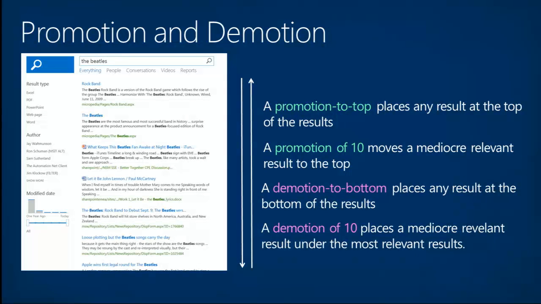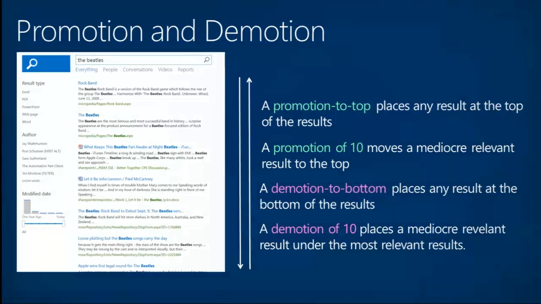It's pretty easy to know when to push something right to the top or bottom. But how do you select a number? Basically by trial and error and intuition. That's why we have a test tab, because you can actually type a query into the test tab and see what happens when you try a particular promotion or demotion. Let's have a look at an example.